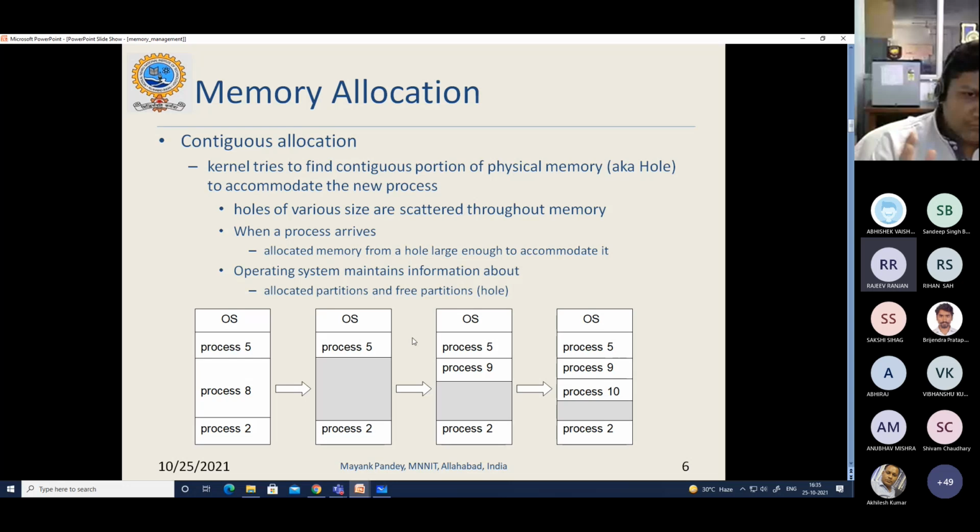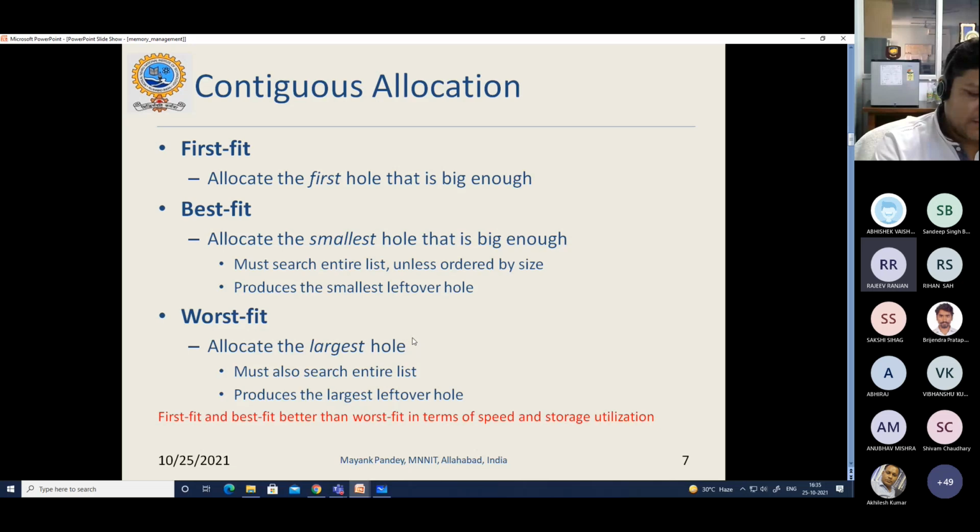So where to allocate an arriving process? There is the first fit algorithm. There should be a list of vacant, non-allocated partitions. Allocate the first hole that is big enough. That is the first fit algorithm.